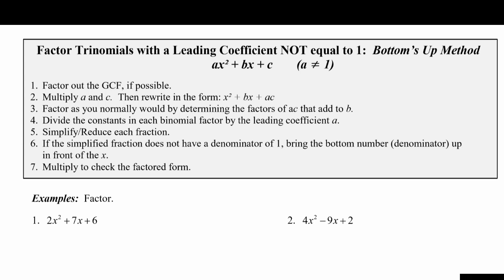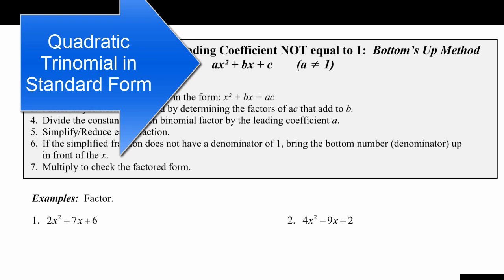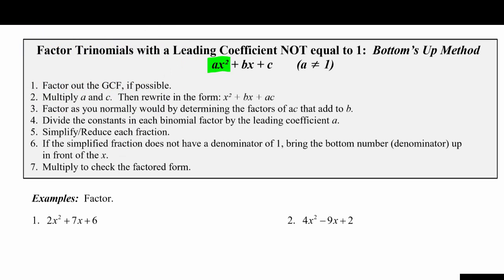So in this video, we're going to factor trinomials where the leading coefficient is not equal to 1. We have trinomials in standard form, quadratic trinomials, and they're going to look like this, of course: ax squared plus bx plus c. You've seen this before, but this time our leading coefficient is not 1. We have a different video where we discuss how to factor these trinomials when a was equal to 1, but in this video, a will not be 1.